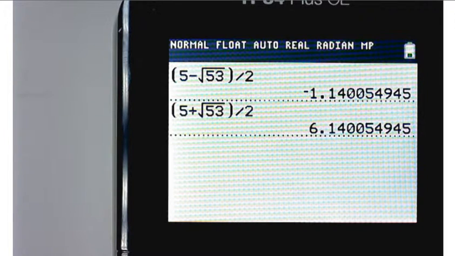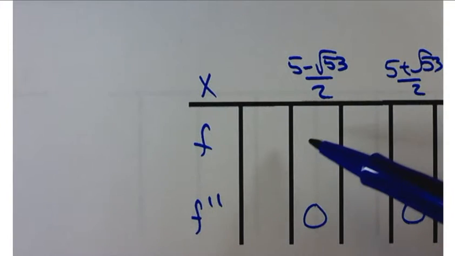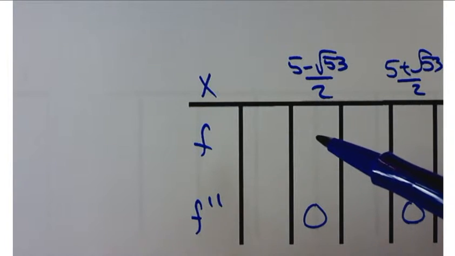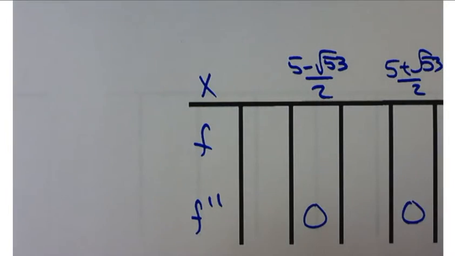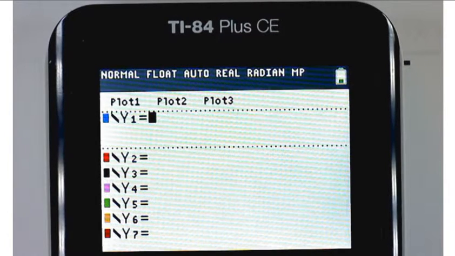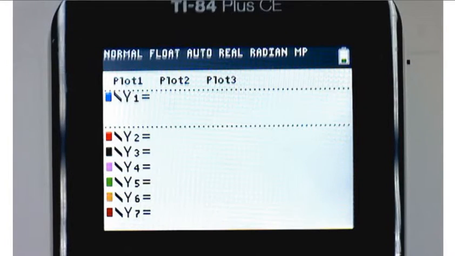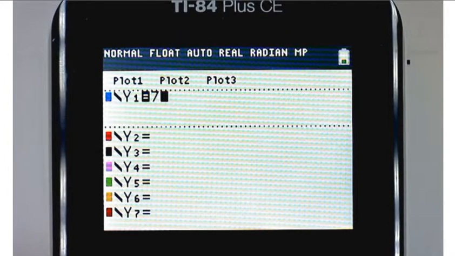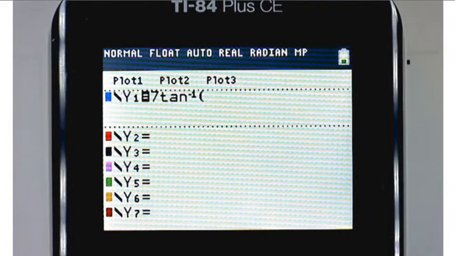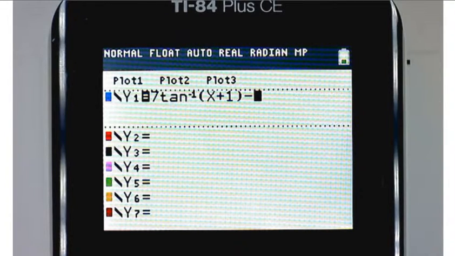If I wanted to find the y coordinates, well, that's a little bit more of a hassle. We can come pretty close. Let's put the function into our calculators. So hit the y equals key, then type in a 7, second tangent inverse of x plus 1 minus the ln of x squared plus 2x plus 2, like that.